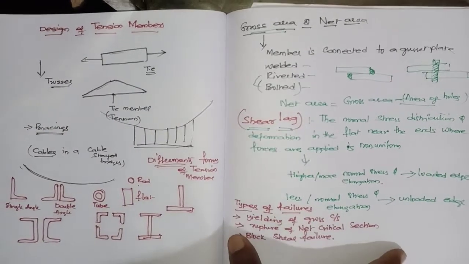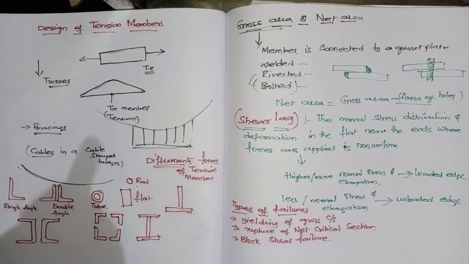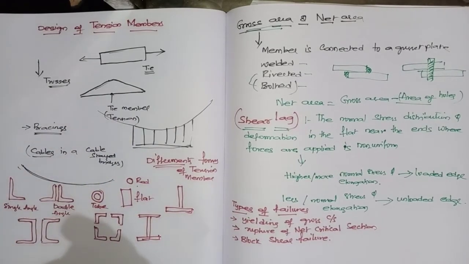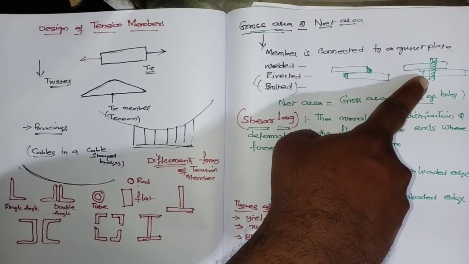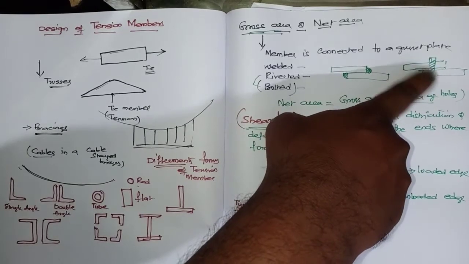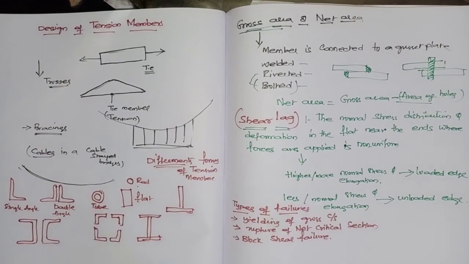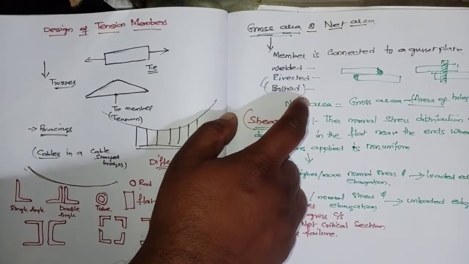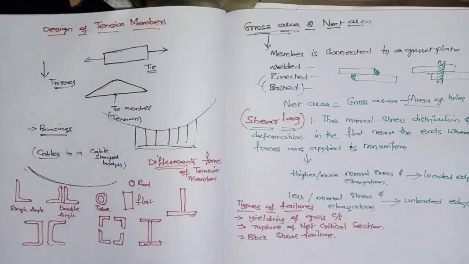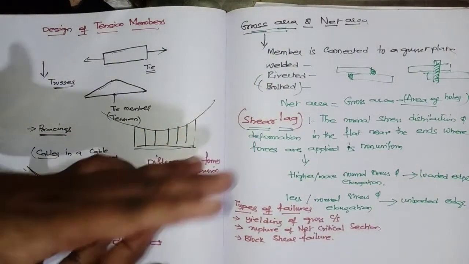Next, gross area and net area. We have seen the difference between the gross area and net area. In members connected with welded joints, the gross area and net area will be the same, whereas in members connected through rivets or bolts, we make holes, so the gross area will not be the same as the net area. That is, net area for riveted or bolted joints equals gross area minus area of holes.